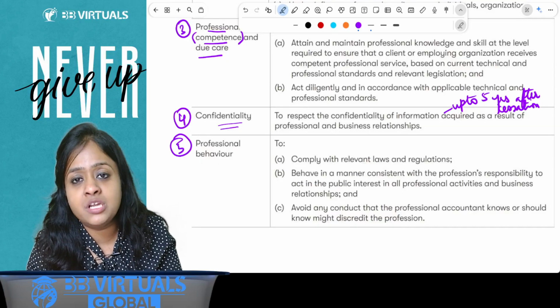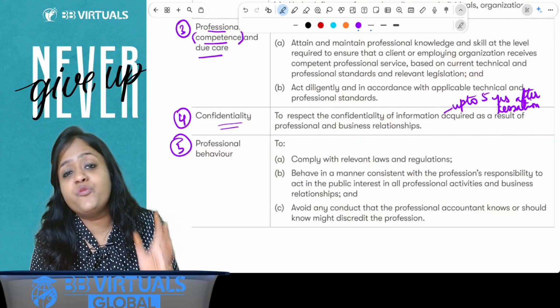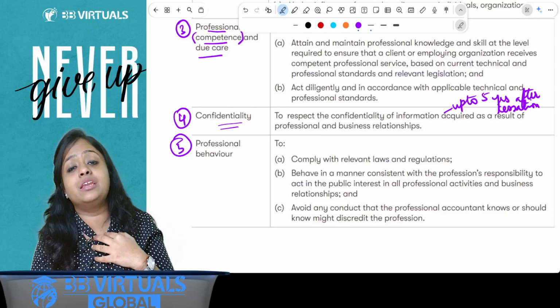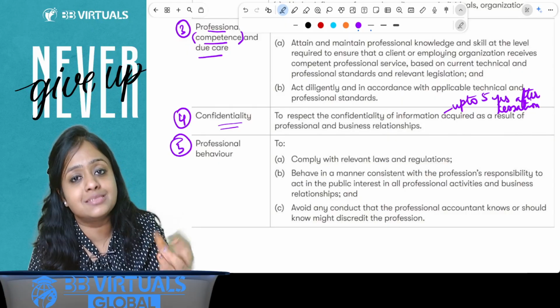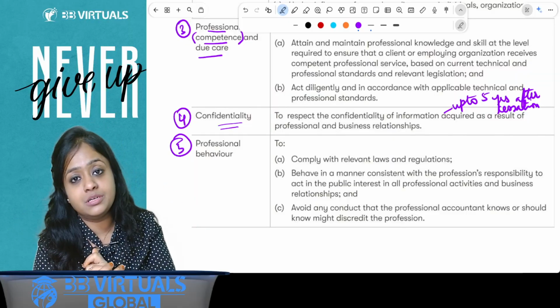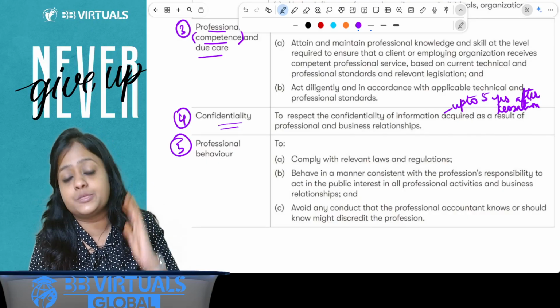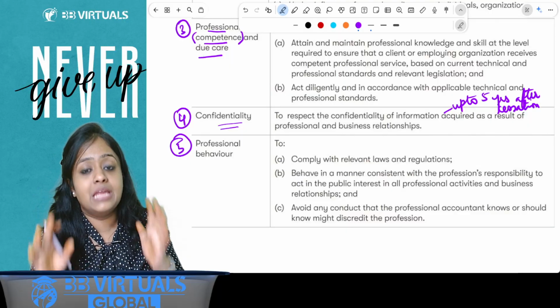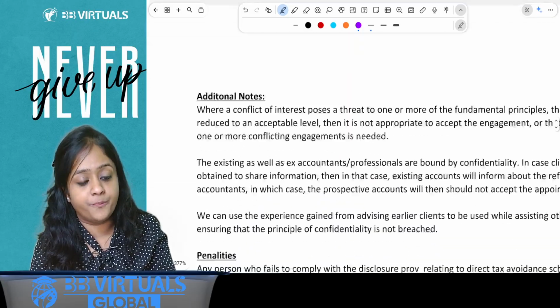Number 4, professional competence and due care, that is relating to skill set. Number 5, professional behavior, that is relating to complying with the laws and regulations and ensuring that you don't disgrace the profession. Simple. Summary, clear, absolutely. These are the 5 fundamental principles as per the ACCA Code of Ethics that every professional is bound and mandatory to follow.